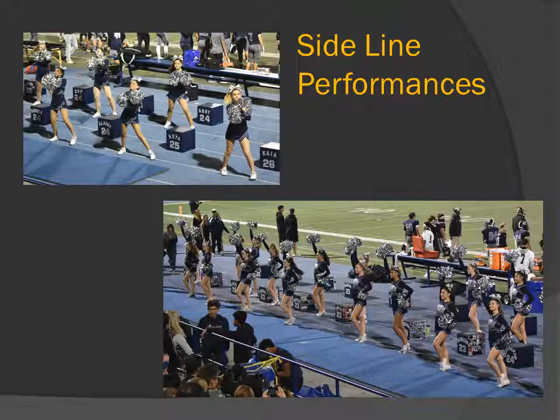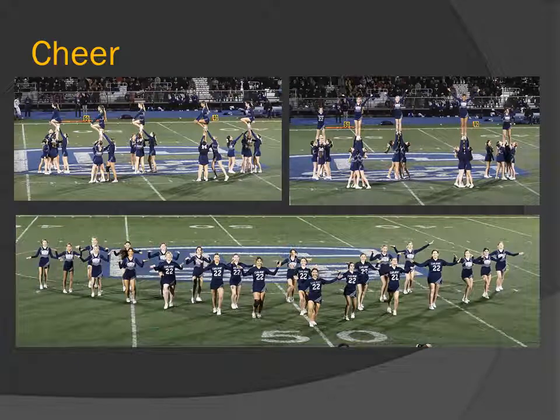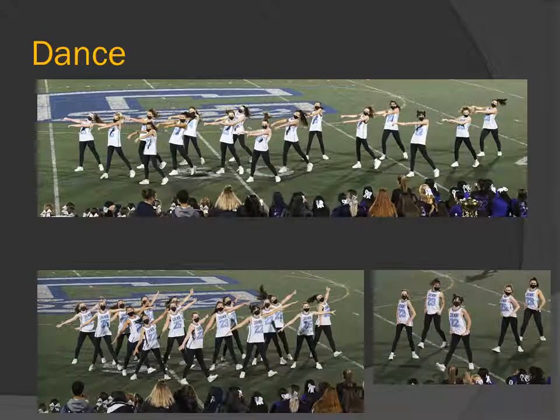Sideline performance, shot from the top of the bleachers. Halftime performances. Cheer, we're shooting down on the field. Notice on the bottom picture there is a depth from front to back. The girls are in a V shape. To get that V effect, you need to be looking down on them from the bleachers. Dance.